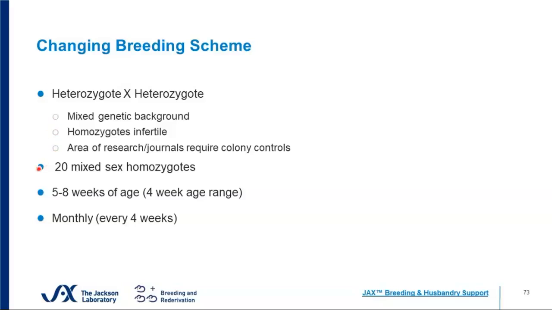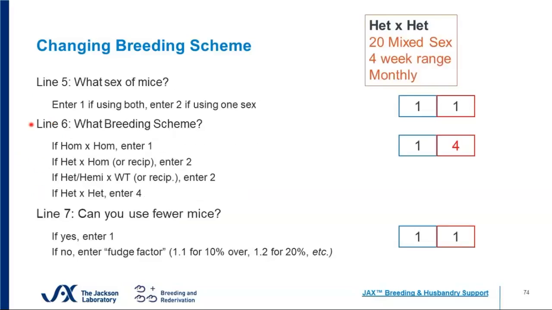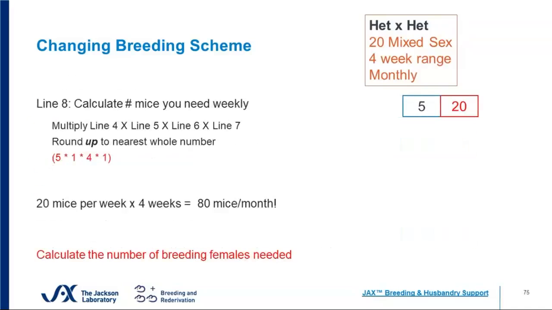And then we need 20 mixed sex homozygotes, 4-week age range every 4 weeks. So what we're going to change then is line 6. That's the breeding scheme. We're going to assume in this scenario that by breeding het by het, we produce 25% homozygotes, or 1 out of 4, and we enter a 4 into line 6. And then for line 8, the number of mice we need per week, we factor that in. So now we need to produce 20 mice per week, which is basically 80 mice every 4 weeks. But remember, only 1/4 of them are useful, which means that we get 20 useful mice that are homozygotes, which is what we're looking to get.